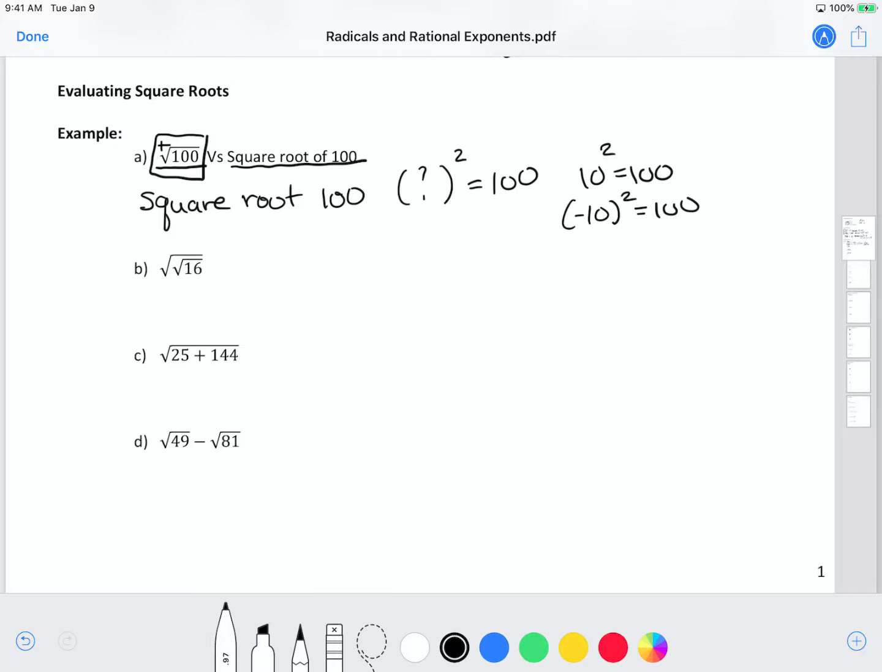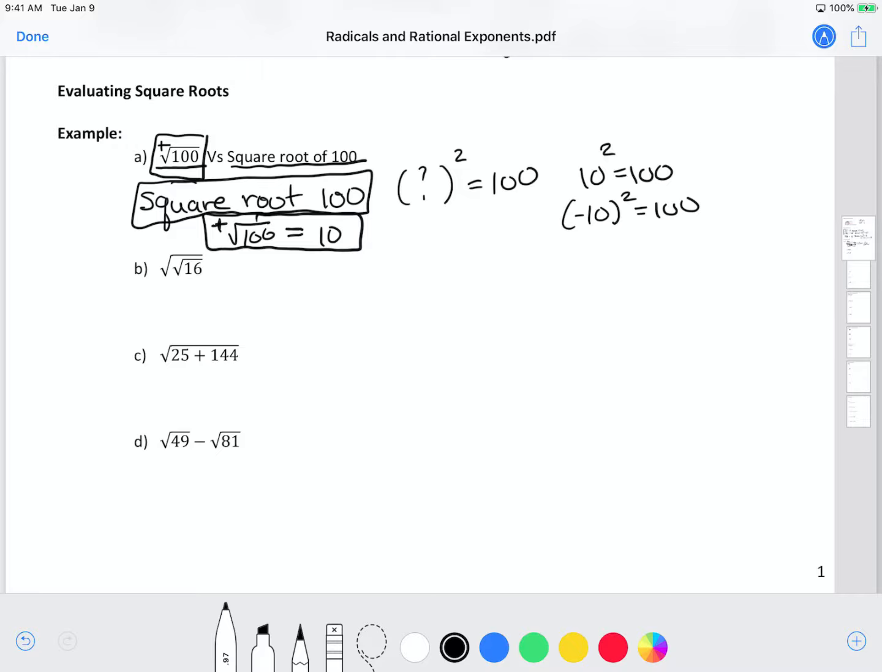However, if I wrote the symbol like this, I'm automatically assuming that I'm talking about the positive value of that. So my only answer for that would be positive 10. So there is a difference between writing it as a symbol as a positive square root versus asking you to write it in words.